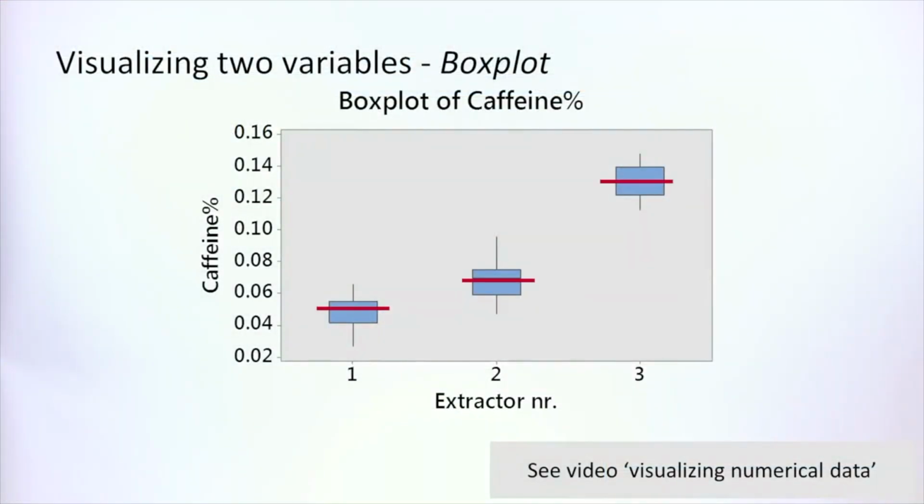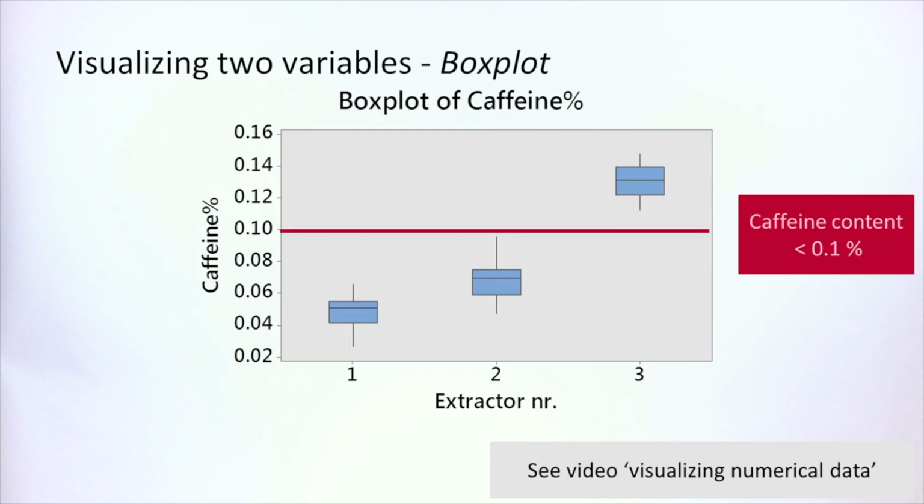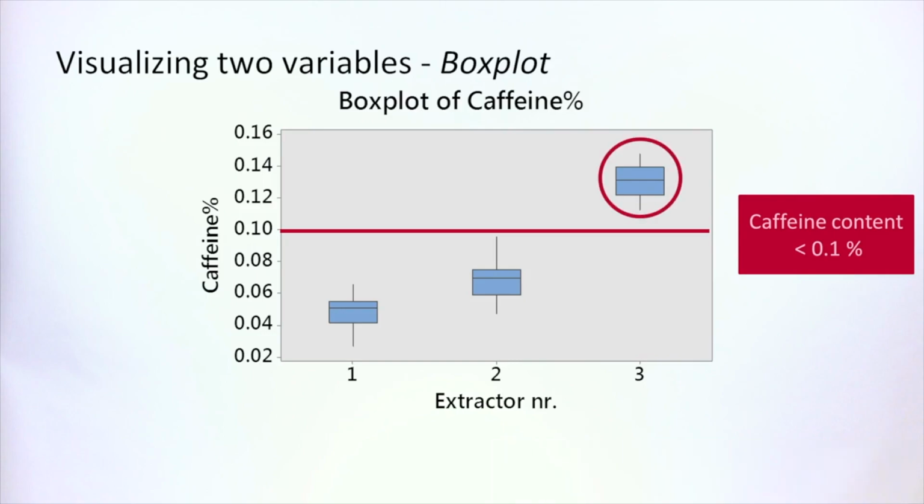The lines in the boxes show you the median caffeine percentage, and the whiskers show you the maximum and the minimum caffeine percentage for each machine. See the video Visualizing Numerical Data for a more detailed explanation on the box plot. If you want your caffeine content to always be below 0.1%, which machine is the machine that produces coffee that does not meet this specification? Well, it's machine 3, of course.